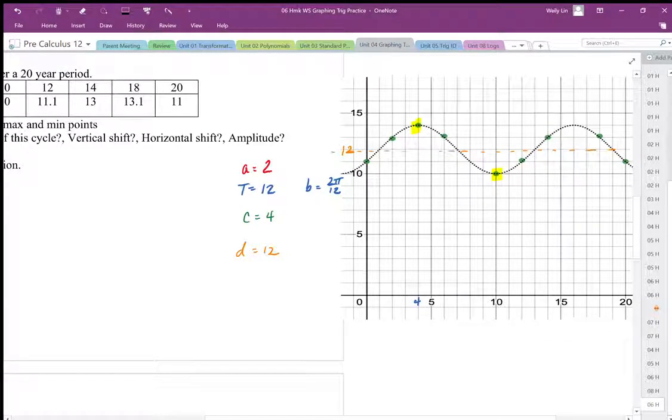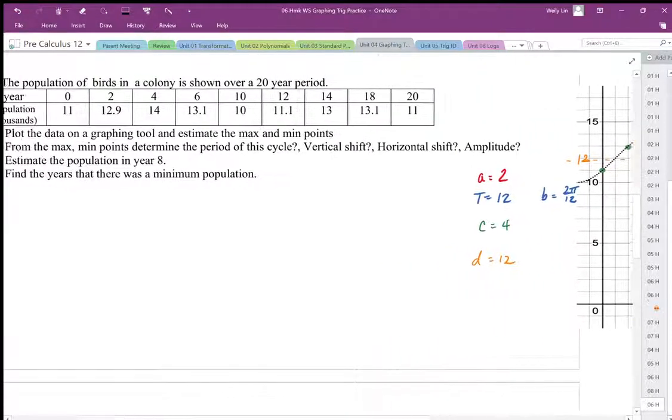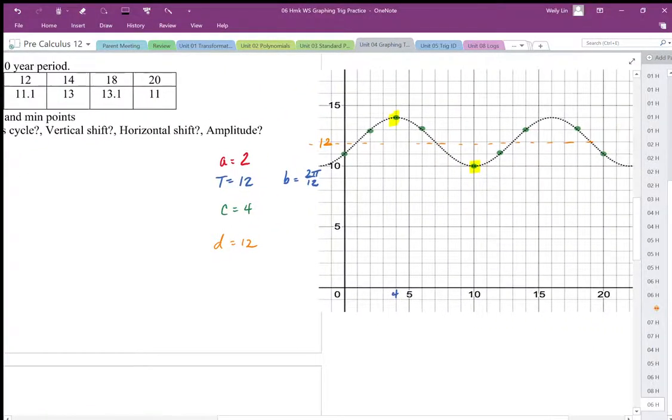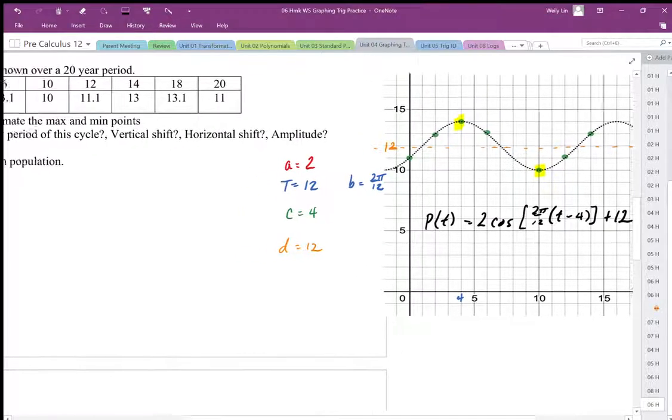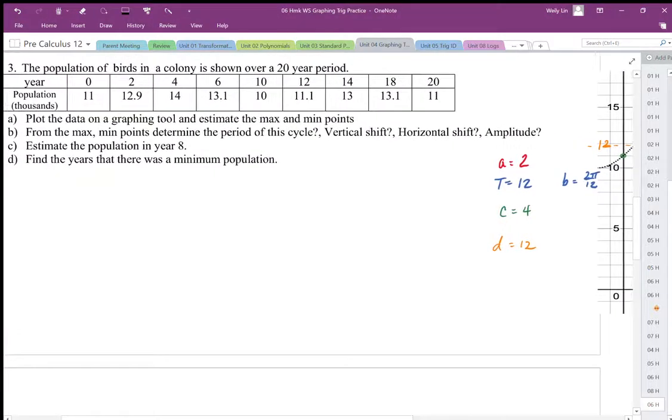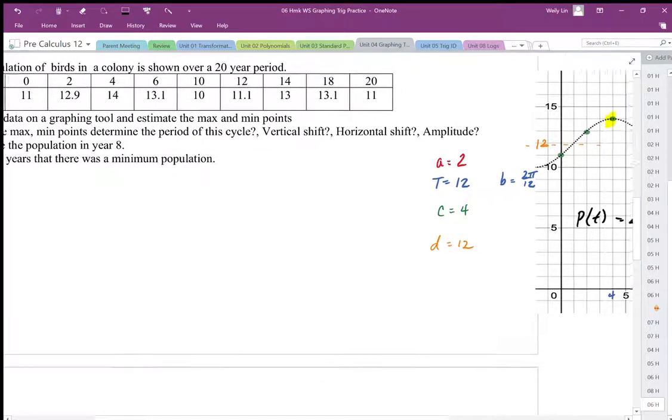So the equation of this graph is going to be, and we're graphing here the population as a function of time, P of t is equal to 2 cosine of 2 pi over 12 times (t minus 4), and then we have a vertical shift of plus 12. So there's my equation.